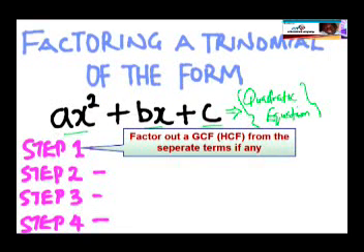The first step says factor out a GCF from each separate term, if any. The first thing you do when you are factorizing any polynomial expression is to figure out if there is a GCF. If there is, you factor that out.